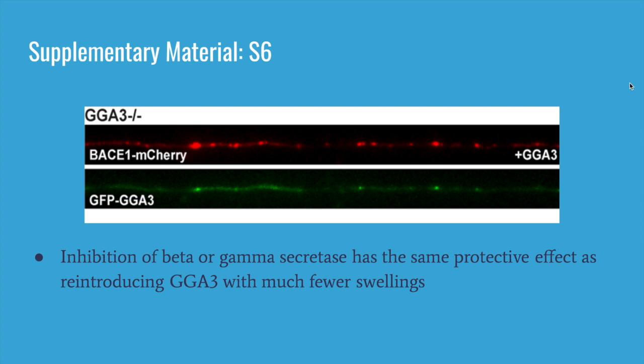And then moving on to a supplementary figure, here we're looking at a BACE1-mCherry neuron that has GGA3 deletion, and then a GFP-GGA3 neuron. The BACE1-mCherry neuron has had a reintroduction of GGA3. So what this is showing is just to further drive home the point that the inhibition of beta or gamma secretase has the same protective effect as reintroducing GGA3, as seen by the reduction in axonal swellings.